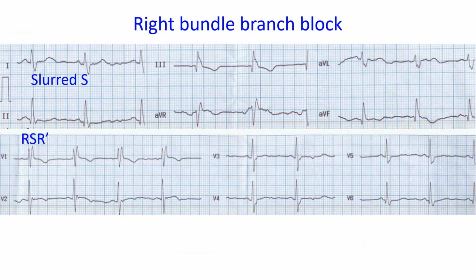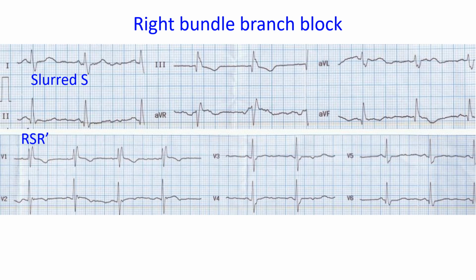LBBB. ECG showing right bundle branch block with RSR prime pattern in V1 and slurred S wave in 1, AVL, V5 and V6. QRS duration is 120 milliseconds. Shallow T inversion is noted in V1, V2. R prime wave is due to delayed electrical activation of the right ventricle.